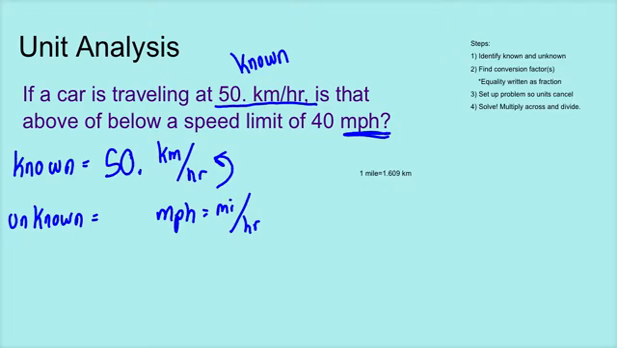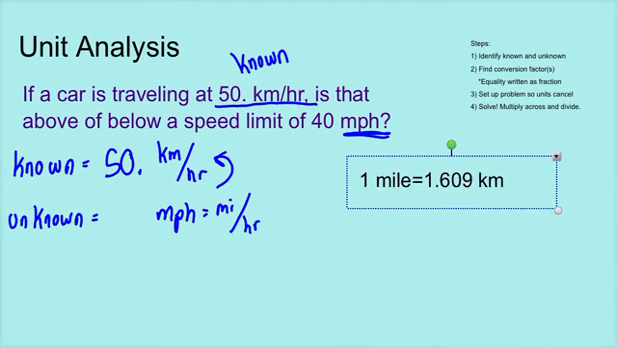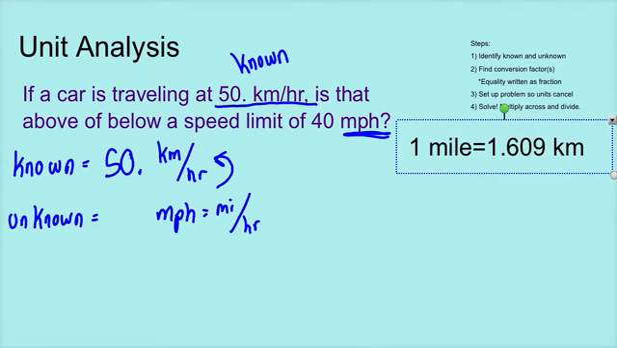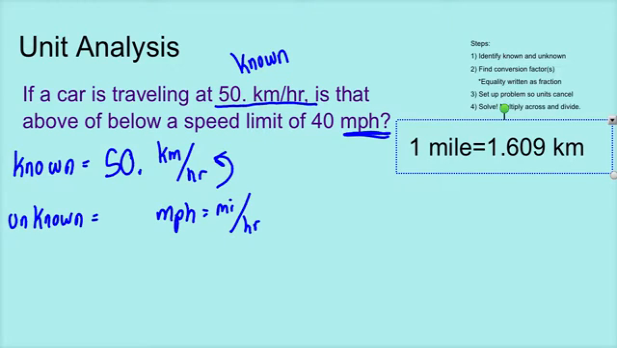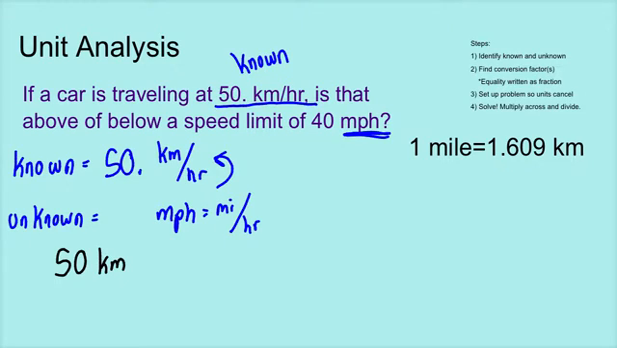So I know that I need to convert the kilometers to miles. I have that conversion factor right here. Pretty standard converting from English units to metric units. We will be using that one. So let's set up our problem. We'll start with our known, which is 50 kilometers per 1 hour. Okay, that's 50 kilometers per hour.